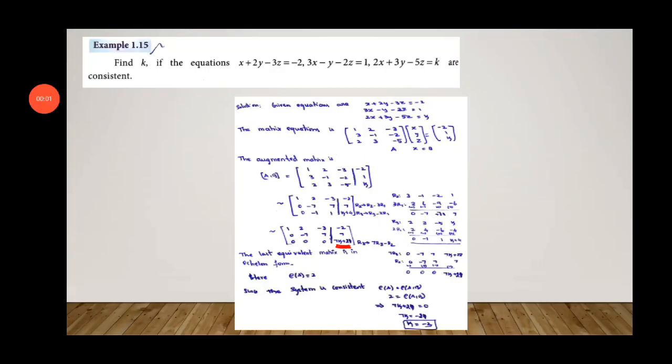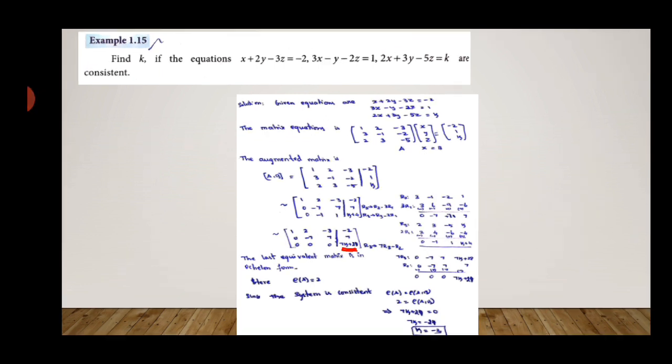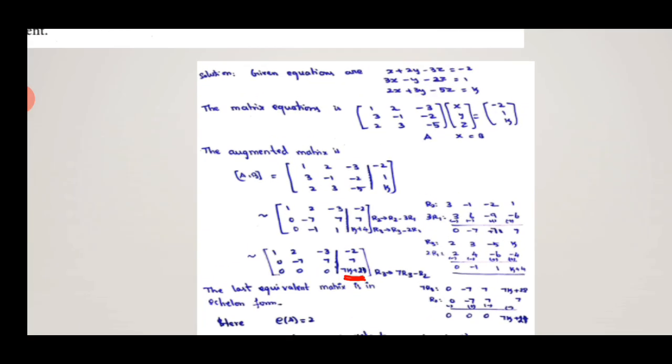And now example number 1.15. Find k if the equations x plus 2y minus 3z equal to minus 2, and 3x minus y minus 2z equal to 1, and 2x plus 3y minus 5z equal to k are consistent. This time you can see in the question clearly we have to find the value of k if the equations are consistent. That means they are saying clearly the equations are going to be consistent. In that case find k. That's the question. So now let's get into the sum.